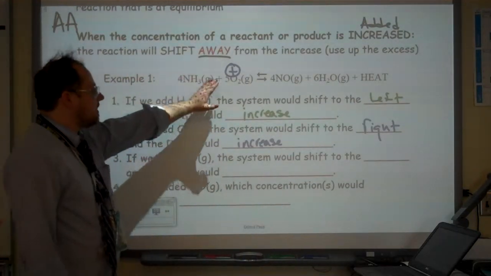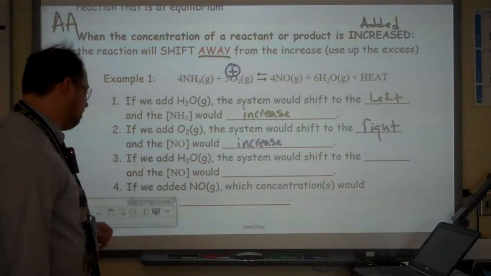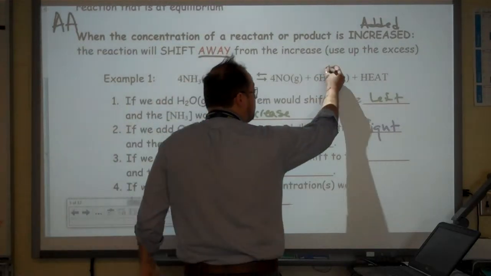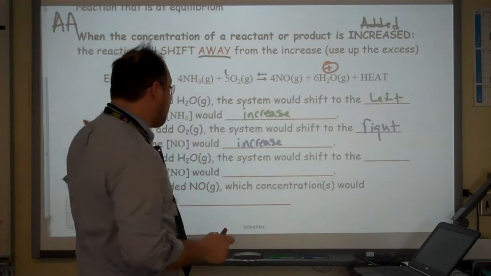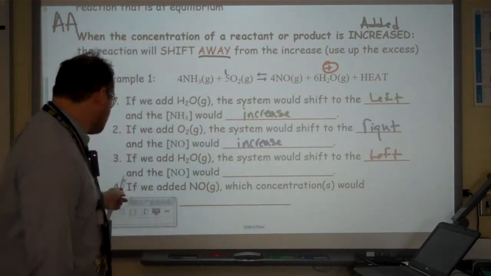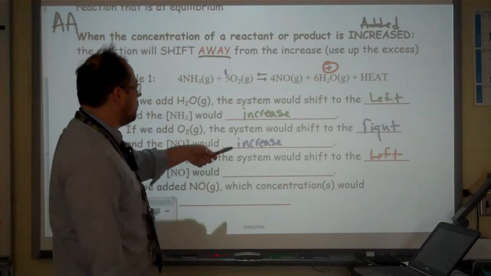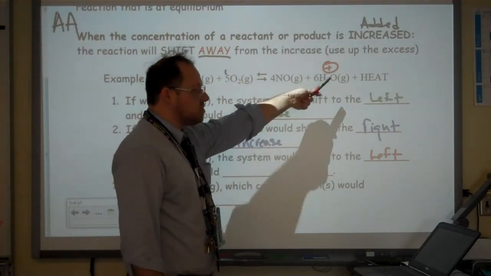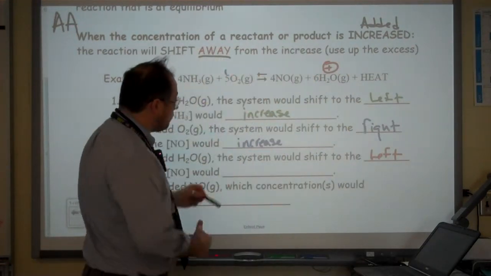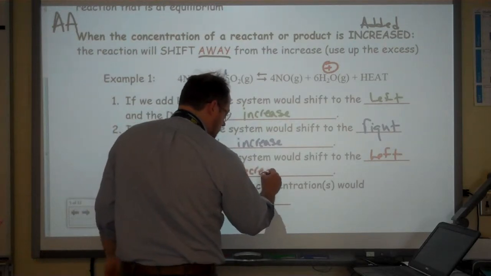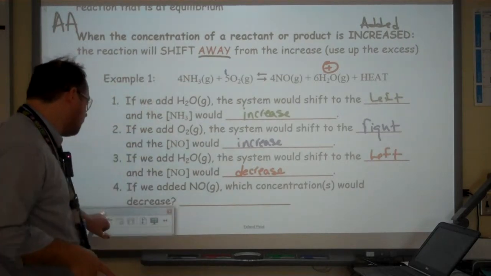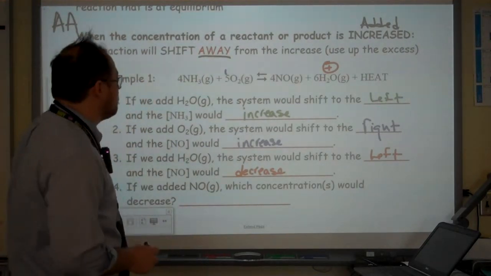If we added H2O gas, the system would shift to the, let's see here. So we're going to add H2O gas. We're going to shift away from what we added, so we shift to the left. And we have to answer the comprehension question, and the NO concentration would, well, NO is on the right-hand side. If we're shifting away from the right-hand side, that means the amounts of all of these things are going to drop. So we're going to decrease the NO concentration.